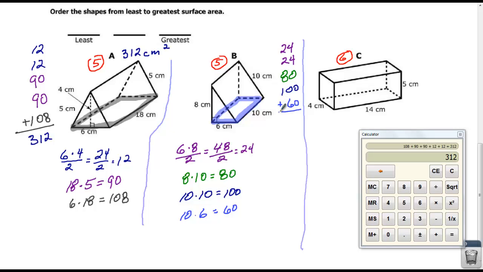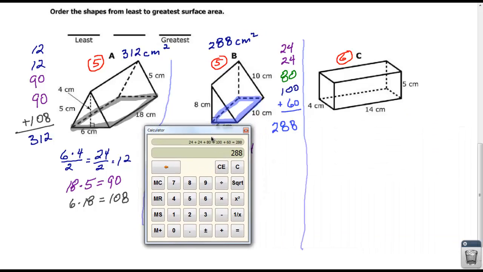And now I have the 5 faces, and I'm ready to add them all together. 24 and another 24, 80, 100, and a 60. 1, 2, 3, 4, 5 numbers in my calculator. 288. So I have 288 centimeters squared. And I'm ready for my last figure.